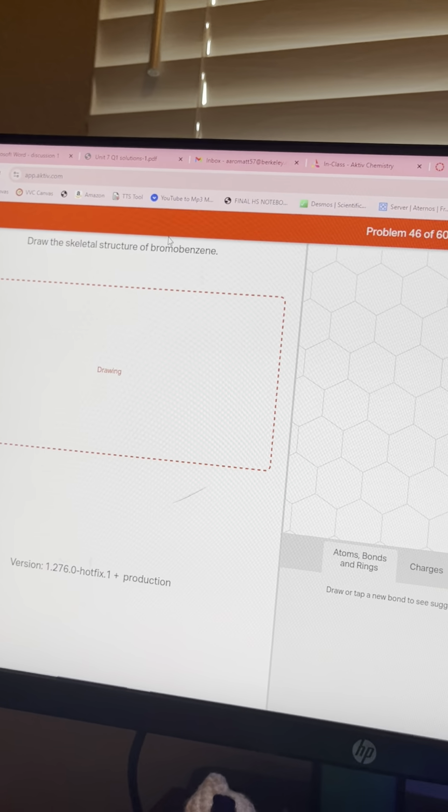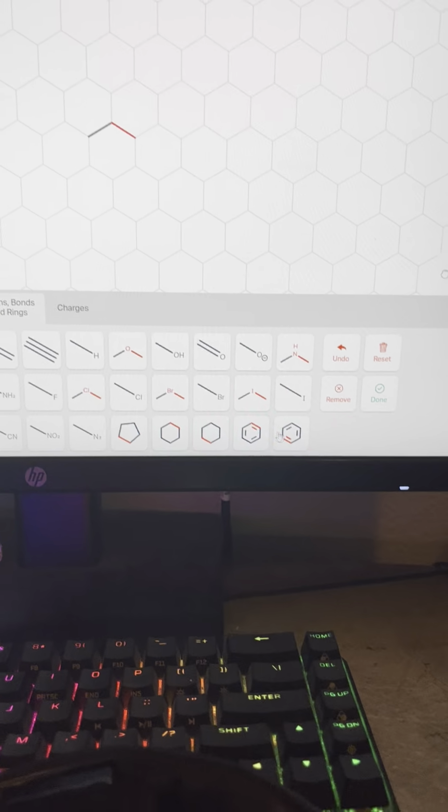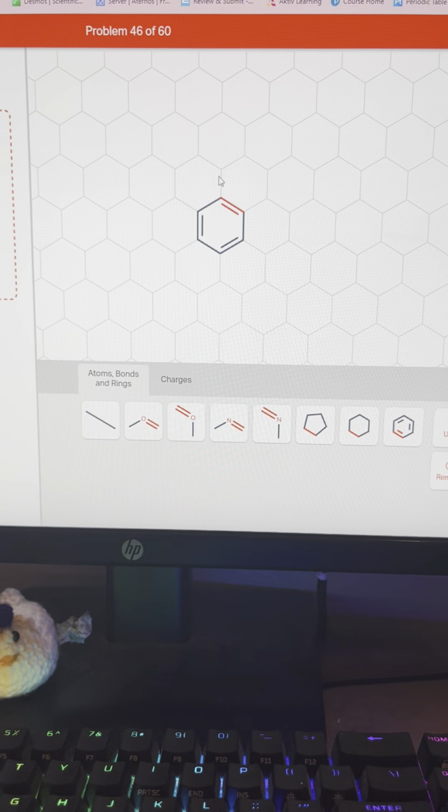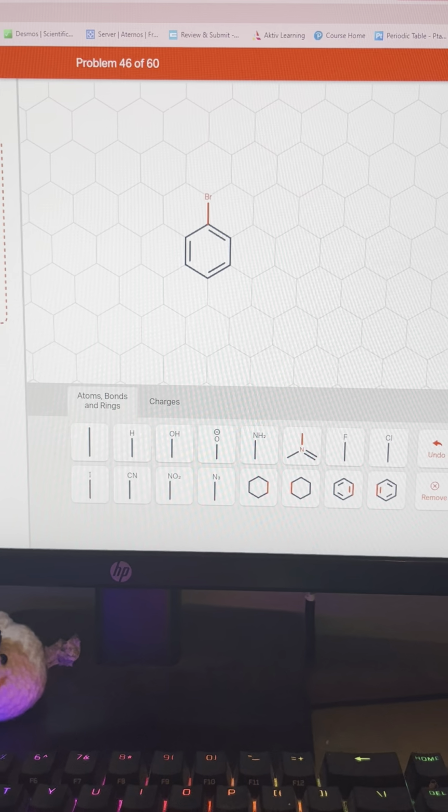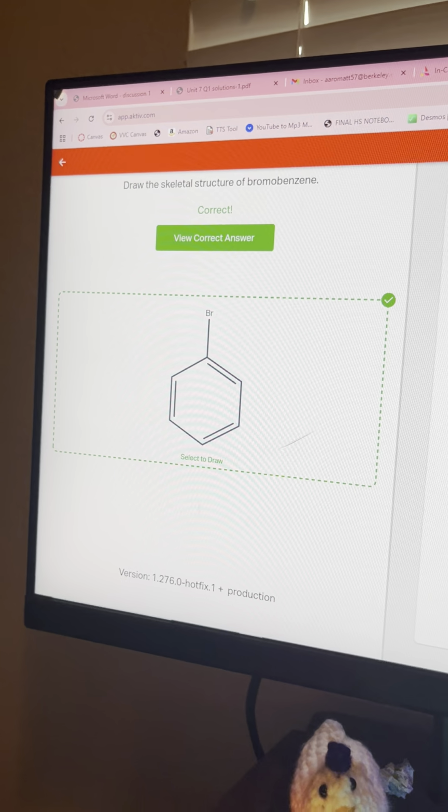Next we have a bromobenzene. This one's easier. Make the benzene and then just add bromine to the end like that. That one's pretty simple.